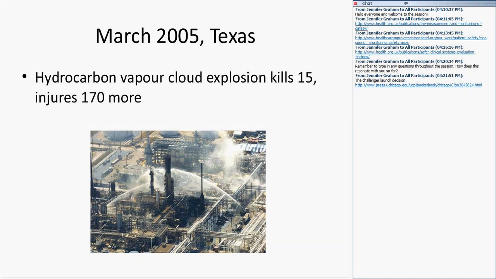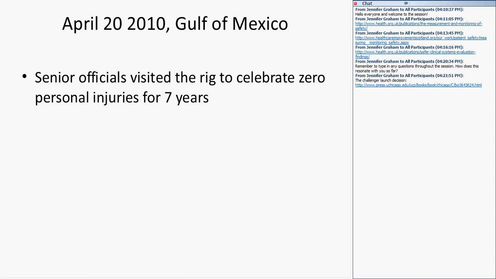It killed 15 of those workers and injured 170 more. It was a massive disaster. But just 5 years later, same company, we moved to the Gulf of Mexico, and now it is clear that the measure related to workers feeling safe is an important one, and senior officials visit a rig to celebrate 0 personal injuries for 7 years.